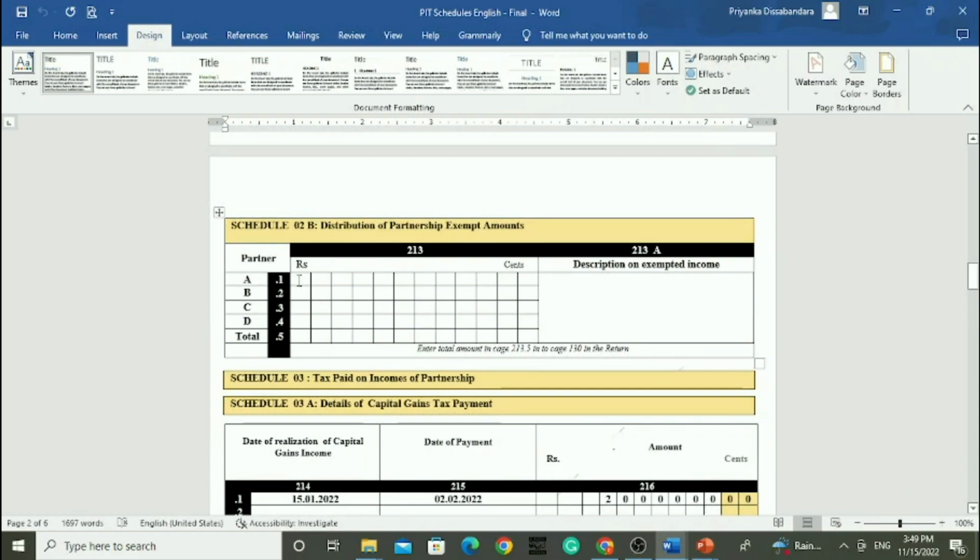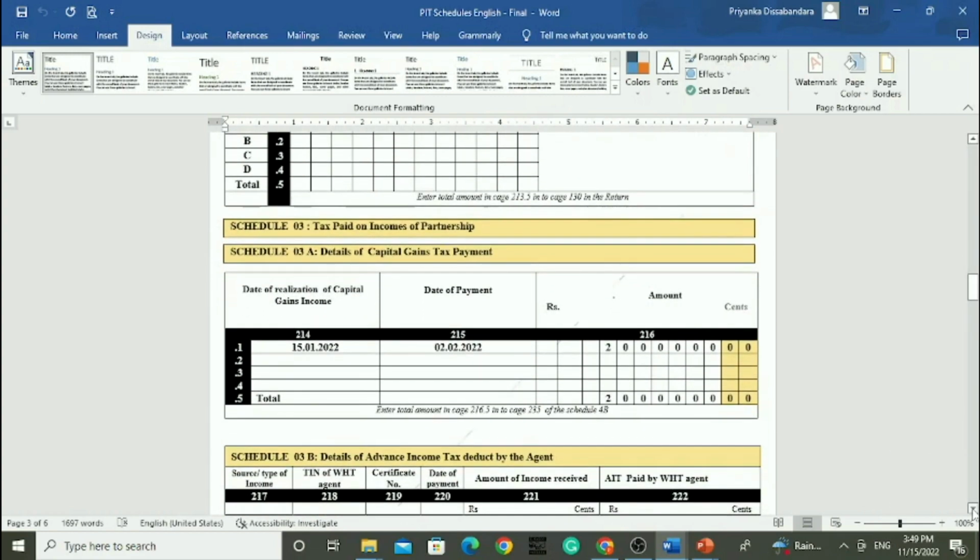In this example, there are no figures in this schedule because there are no exempt amounts in this partnership. Now we are going to make the payment. For a capital gain, we have to make the payment within 1 month of the realization of the investment asset. Because of that, this partnership paid 2 million rupees as capital gain tax on February 2nd, 2022. We have to enter that amount in page 235 of Schedule 4B.